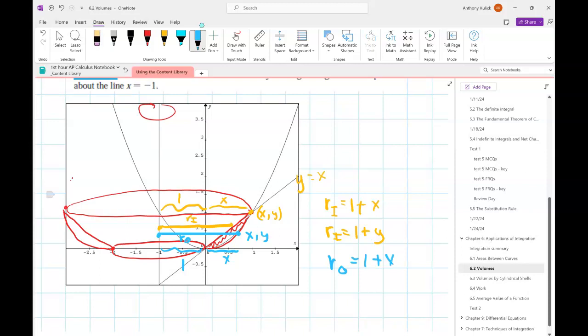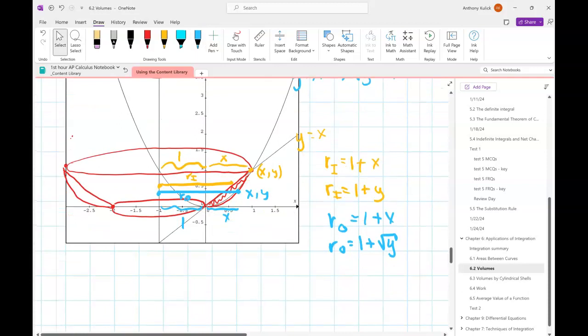But this curve was y equals x squared, or the square root of y is equal to x. Again, I need it in terms of y. Since we're talking about a distance, when I took the square root, I dropped the plus or minus and just took the plus because we're talking about a length. It's a radius for a circle. It can't be negative. And now we're ready to integrate.